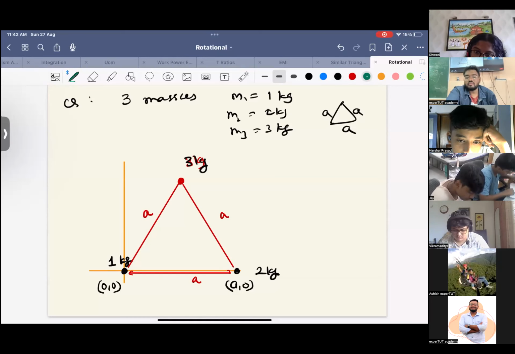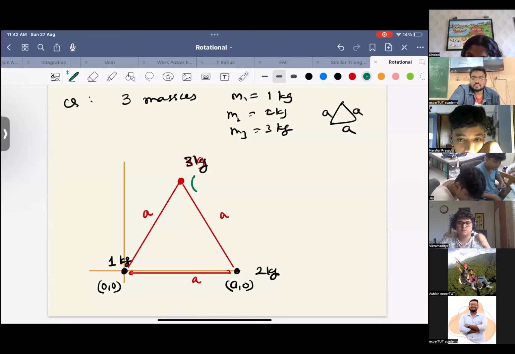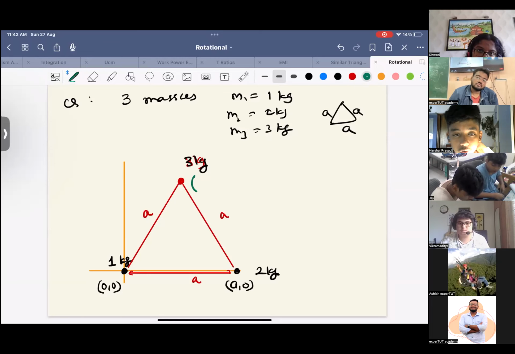Before finding COM, Vikram, why don't you tell me the coordinate of 3 kg? Yeah, Vikram. Your voice is not audible. Speak something. Hello, say hello. Can you hear me? Yeah, I can hear you, but speak loudly and closer to the mic. Your output volume is very low.